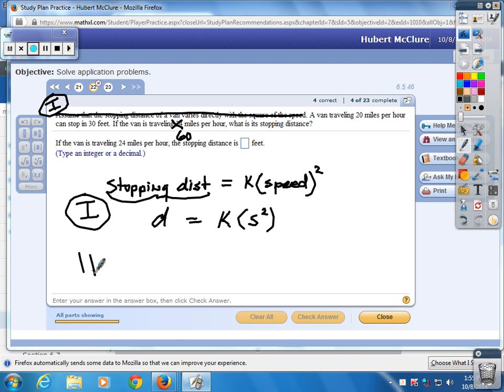Part 2, what do they give us? A van traveling 20 miles per hour. So what is 20 miles per hour, distance or speed? So 20 goes here. Can stop in what? 30 feet.